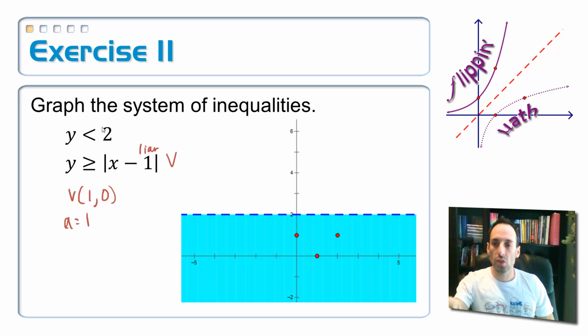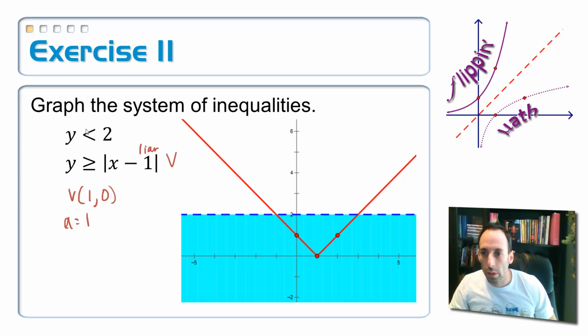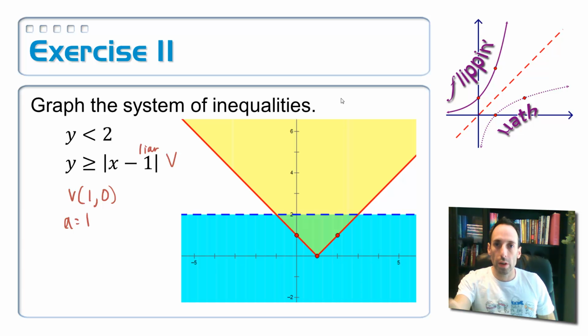This one is equal to, so it's going to get a solid line. And now let's determine where we're going to shade it. Y is the line, and we want everything greater than that, so we're going to shade up above, like so. So the region that represents the solution right here is the green stuff. So this green equals solution.